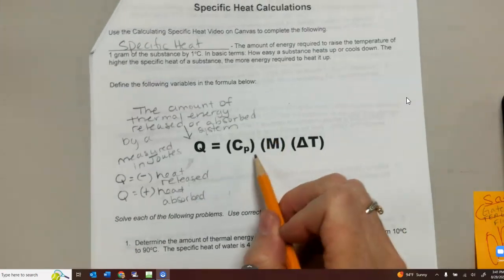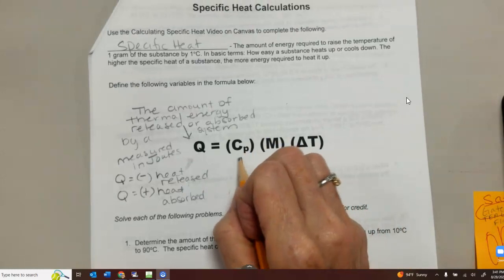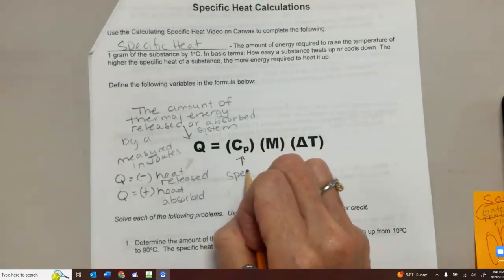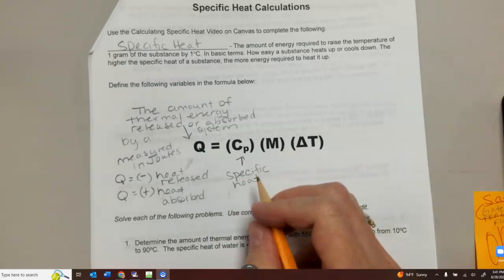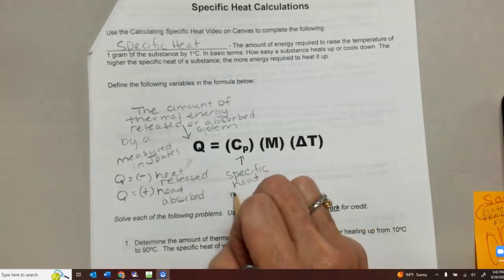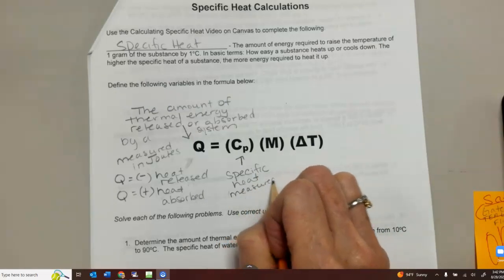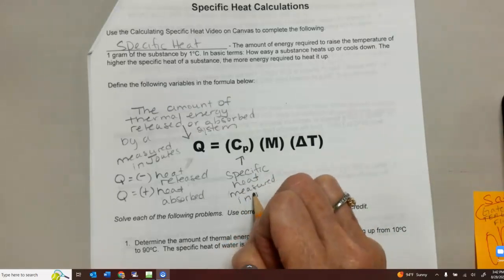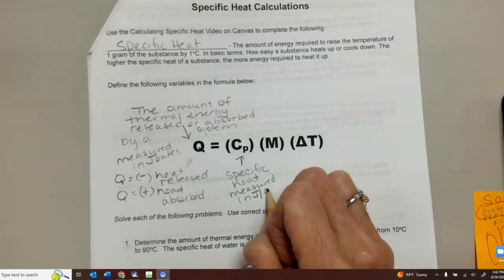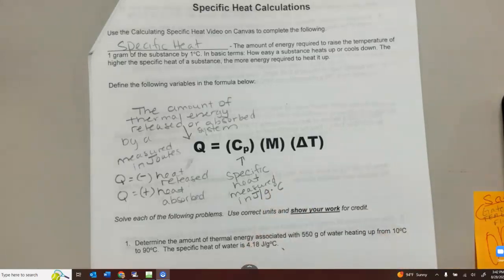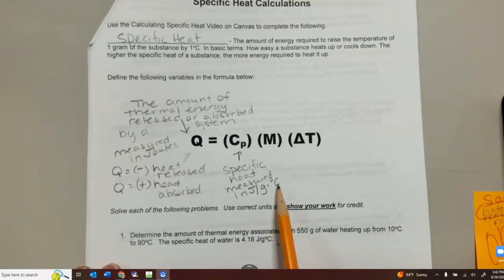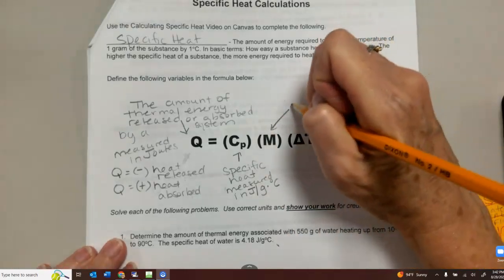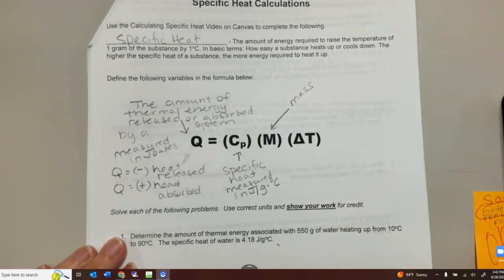Okay, what's this Cp? It stands for specific heat. And it is measured in joules per gram times degrees Celsius. All right, then we've got m. We've seen that many times. This is going to be our mass.